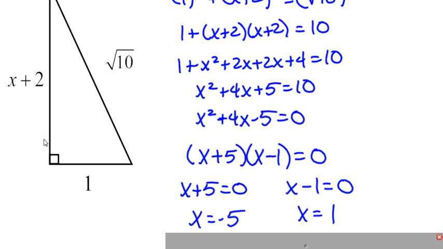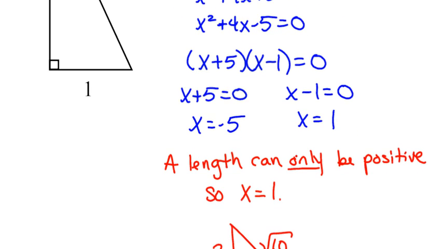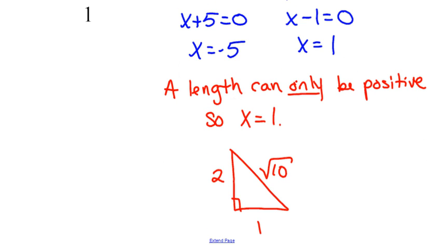And if I want to double check, the sum of the two legs squared should equal the hypotenuse squared. So if I take 3 squared, that's 9. 1 squared is 1. That's my 10. Remember, it's going to equal the square of that. The square of 10 is 10. We're all checked. So the side length of the triangle is going to be 2 using the variable for x equals 1.